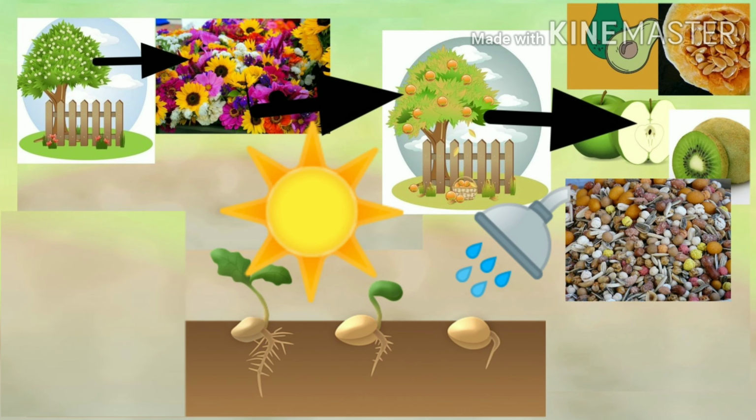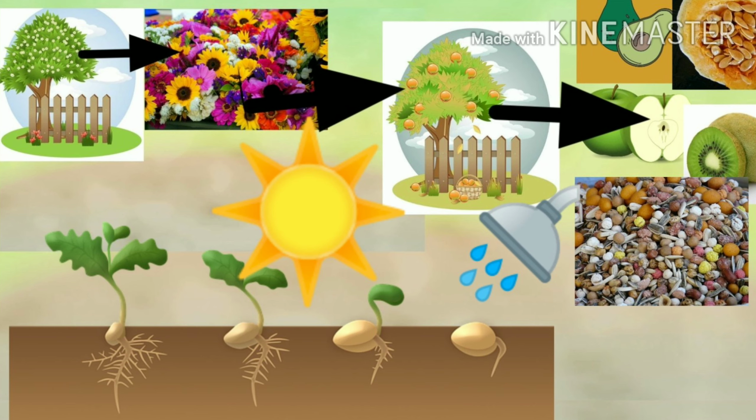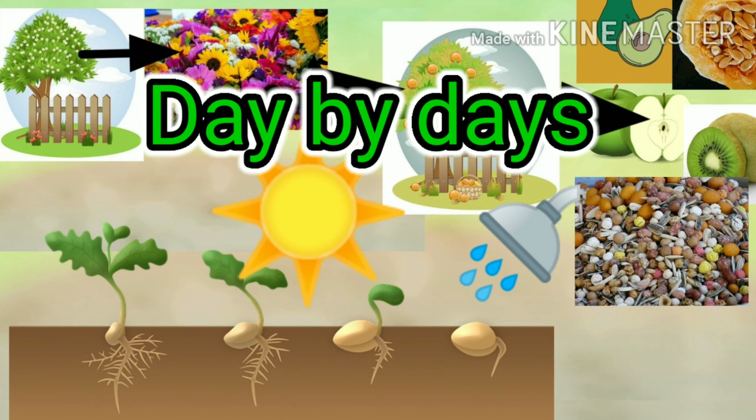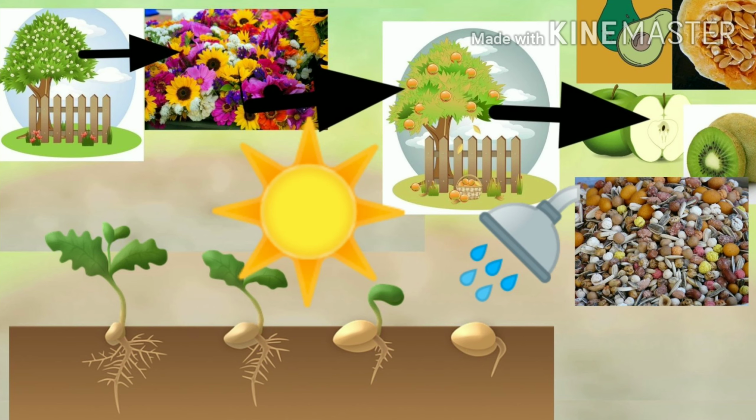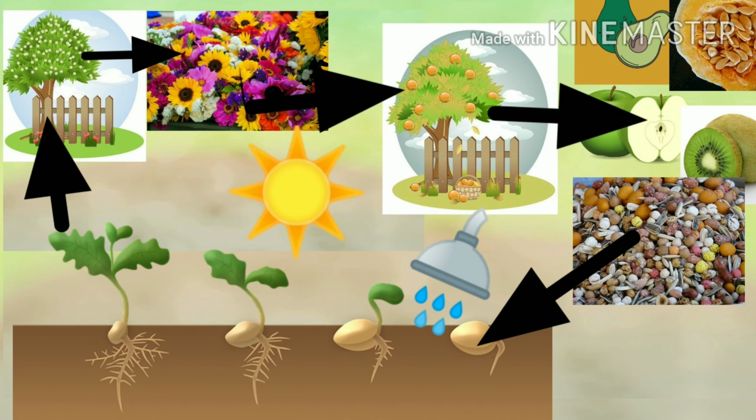A seed grows into a new plant. Day by day, that tiny plant keeps growing, and once it has grown up properly, flowers grow on the plant again. Again, that plant cycle repeats.